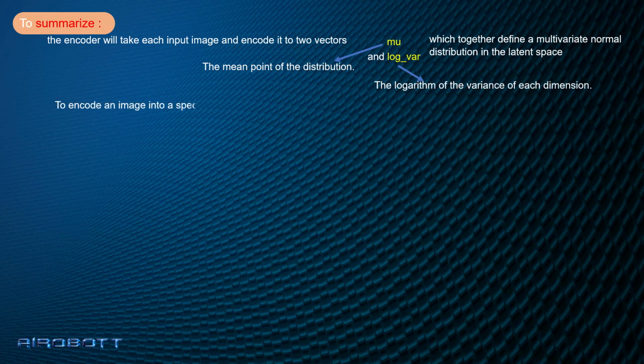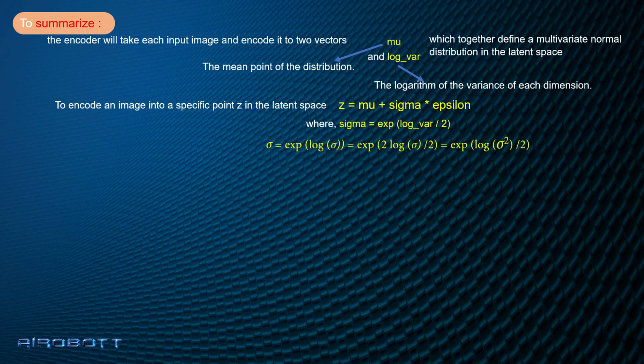To encode an image into a specific point z in the latent space, we can sample from this distribution using this equation, z equal to mu plus sigma into epsilon, where sigma equal to exponential of log_var by 2. Sigma equal to exponential of log of sigma gives exponential of 2 into log of sigma by 2. That gives exponential of log sigma square by 2.